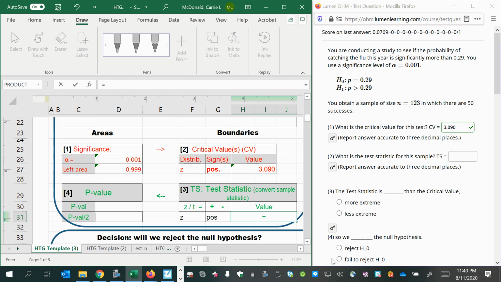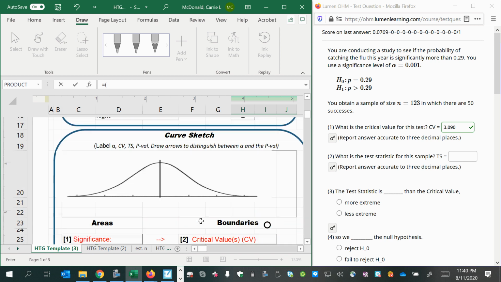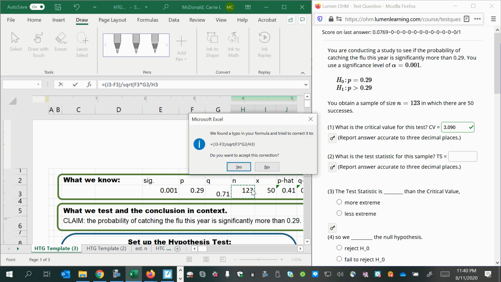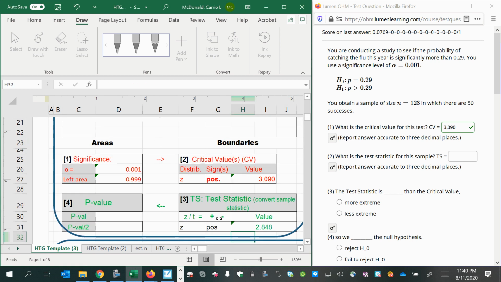And I'm going to calculate the difference between the sample statistic. What I'm really doing is I'm taking my p hat and turning it into a z-score. So my p hat, my sample statistic, minus my population parameter, and then take that difference and divide it by the square root. This is the standard error. The square root of p times q divided by n. And make sure to enclose all your parentheses. And this should be our test statistic.